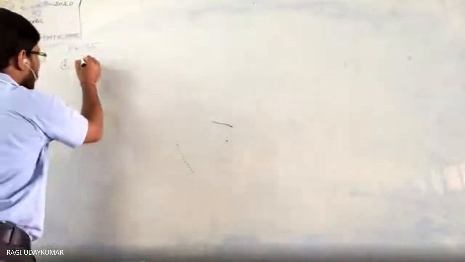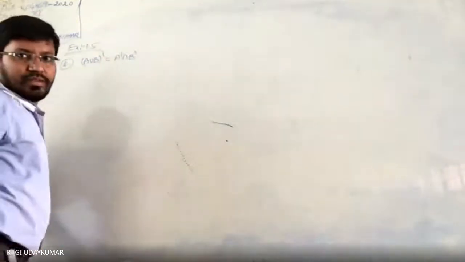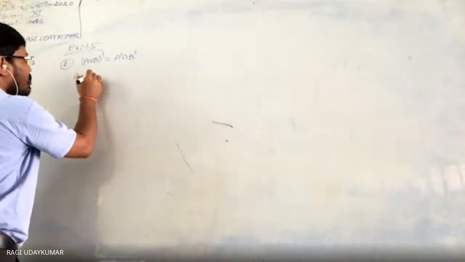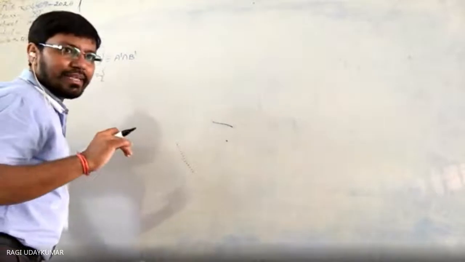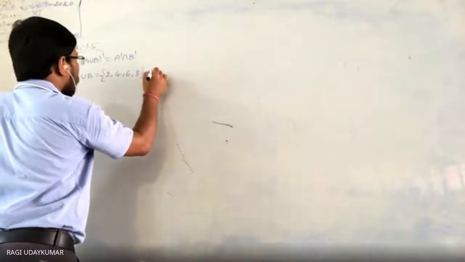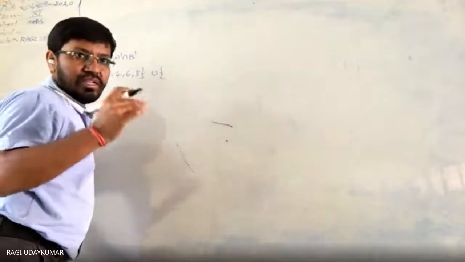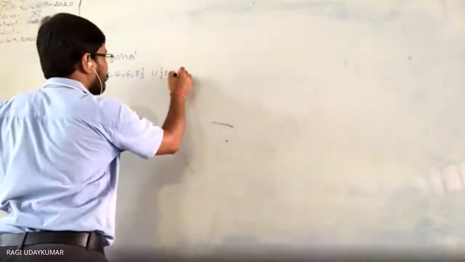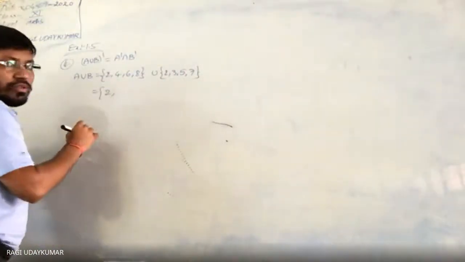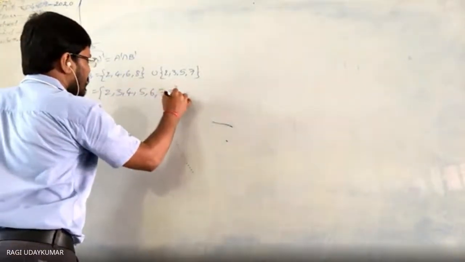We have to verify that A union B whole complement is equal to A complement intersection B complement. First, we need to find A union B. What is A here? It is given as 2, 4, 6, 8. Union. What is B? 2, 3, 5, 7. The union of these two will be 2, 3, 4, 5, 6, 7, 8.